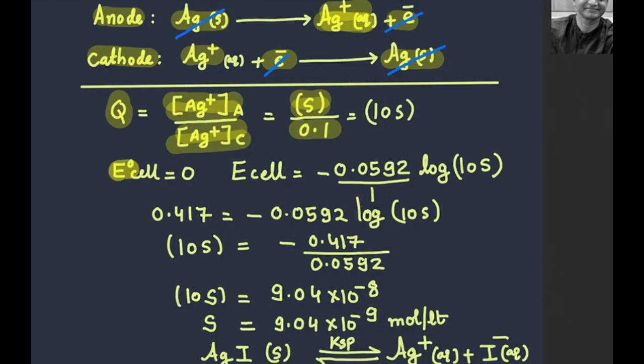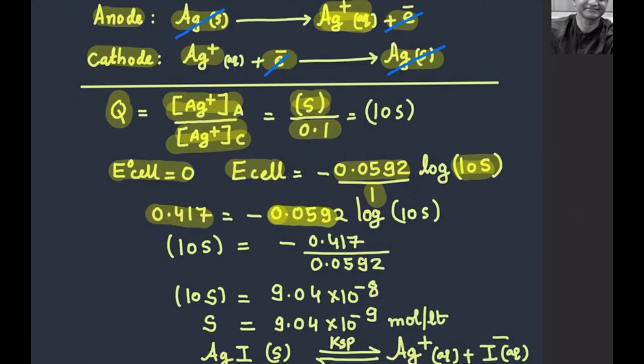Since we know that E naught cell is equal to 0, by using the Nernst equation we can say that EMF of the cell is equal to 0 minus 0.0592 upon 1. This is valid at room temperature. Log reaction quotient. On putting the value and solving it, since in the question they have mentioned that EMF of this concentration cell is 0.417 volt.